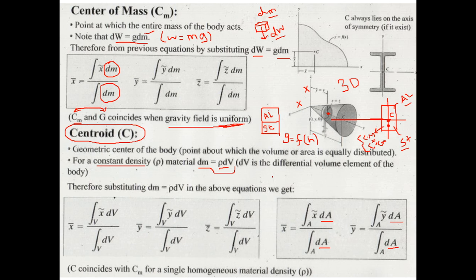And in case the gravitational field is also not uniform, then center of mass and center of gravity will also shift. They are not going to coincide. Okay, so integration formulas can be used where the shape, area, or volume is not regular.